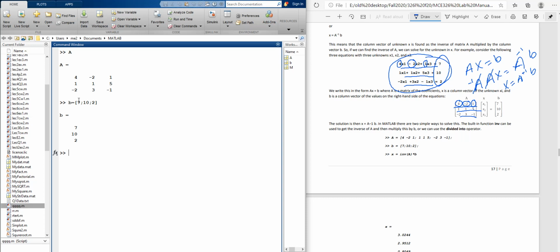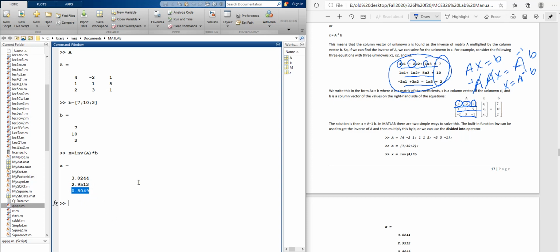The solution, or x, equals what? The inverse of A times B. That's it, because here we have three equations with three unknowns. The first unknown is x1, the second is x2, and the third is x3. That's it. This is how we can solve it.